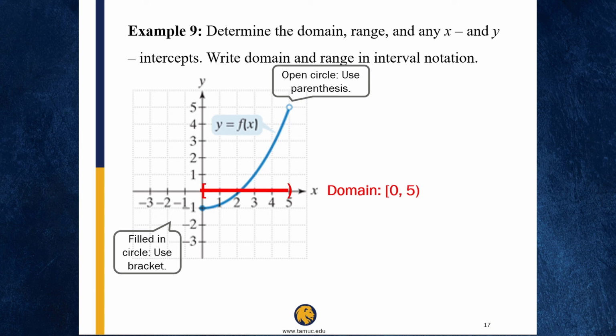For the range, we're going to look at the y-axis numbers. So look at the y-axis and how it goes between negative 1 at the low end and positive 5 up at the top. For the filled-in circle, again, we're going to use a bracket, and up at the top for the open circle, we're going to use a parenthesis. So the range is negative 1 with a bracket, 5 with a parenthesis. The x and y intercepts, we notice that it crosses the x-axis at 2, so 2, 0 is the x-intercept. It crosses the y-axis at negative 1, so 0, negative 1 is the y-intercept.